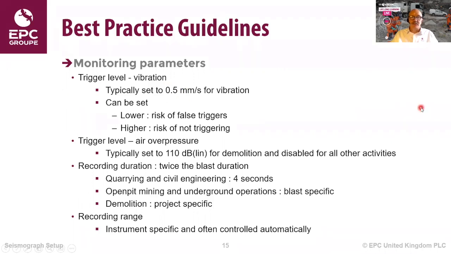It is also possible to set a trigger level for air overpressure. Typically, we would set this to, say, 110 decibels for demolition. But for any activity other than demolition, I would recommend disabling it, because you always have the risk of triggers from wind noise.